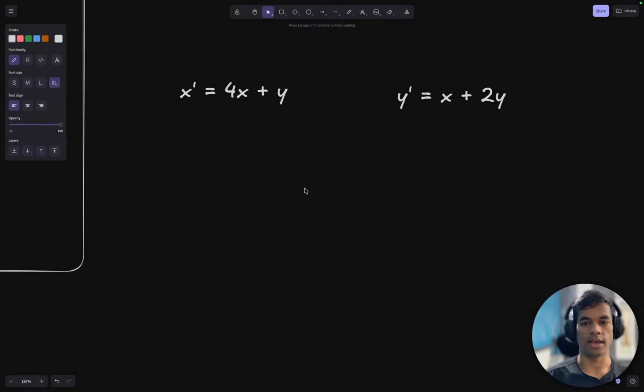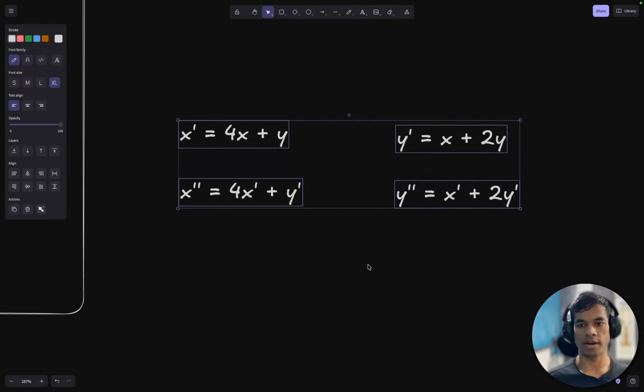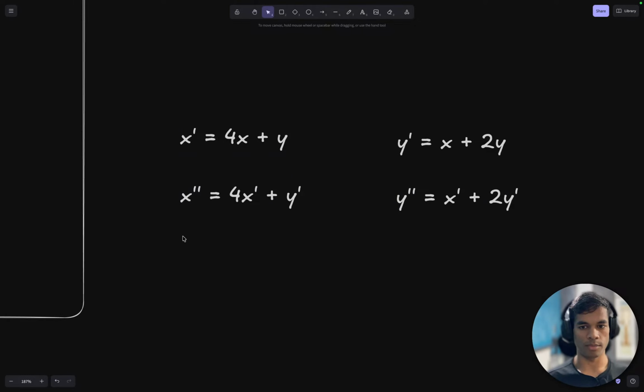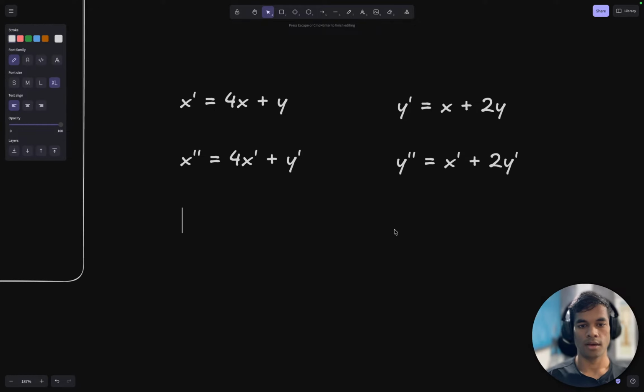Okay, and let's say x double dash would be equal to 4x dash plus y dash, and then y double dash would be equal to x dash plus 2y dash. I suppose we agree on what we are trying to do here: we are trying to find a closed form formula for this recursive formula. Now let me put values for x dash and y dash in this, and that might help in some way. So x dash was equal to 4x plus y, and y dash is x plus 2y.